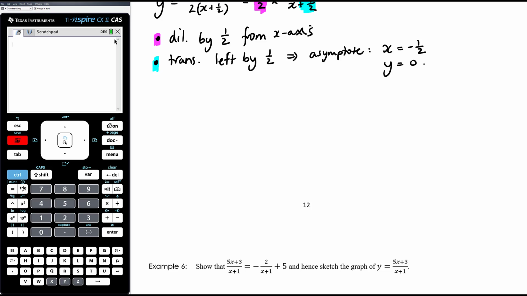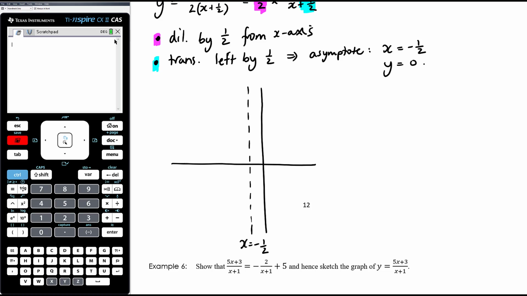Okay, so let's think about that. Vertical asymptote at x equals -1/2. Horizontal asymptote is just the x-axis. So no reflection, just a bit of dilation, so the graph's going to cross the y-axis somewhere there, and it won't cross the x-axis because the x-axis is an asymptote.